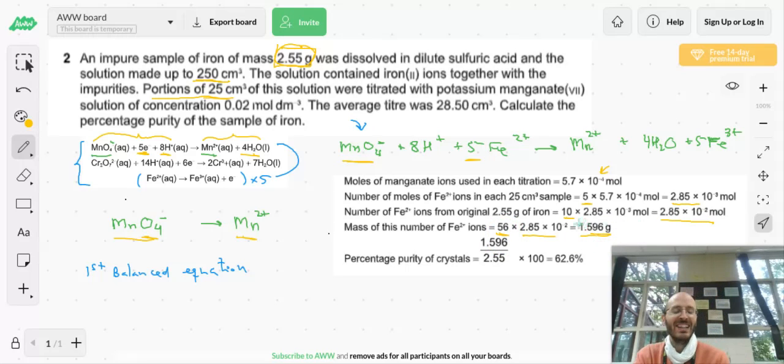But the initial mass with the impurities wasn't 1.596, it was 2.55. So then to calculate the percentage purity, you do the mass of pure iron, which is what reacted, over the initial overall mass, which contains impurities, times by 100, and that gives you the percentage purity.